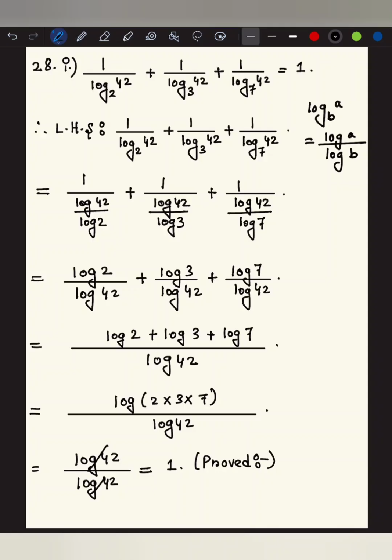Which is equal to, log a plus log b plus log c is equal to what? Log of a into b into c, right? So it is equal to log of 2 into 3 into 7 by log 42. 2 into 3 is 6, 6 into 7 is 42, which is equal to log 42 by log 42, which is equal to 1. Proved, which is equal to RHS, proved. We need to write this step, which is equal to RHS, proved.